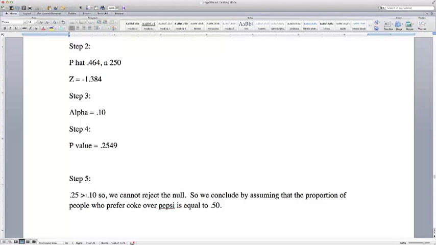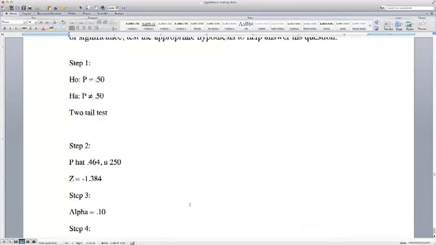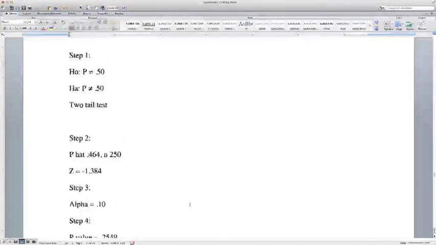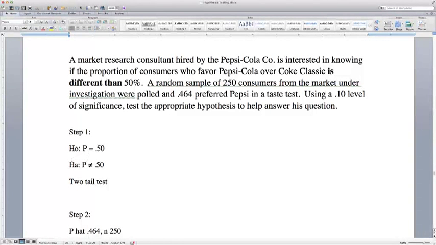So because 0.25 is greater than 0.10, we cannot reject the null. So we conclude by assuming that the proportion of people who prefer Coke over Pepsi is equal to 50%. Or really, a better way of saying it is that we can't say that it's not. We can't say the alternative is right. And so in this case, we basically say that, no, that is right.